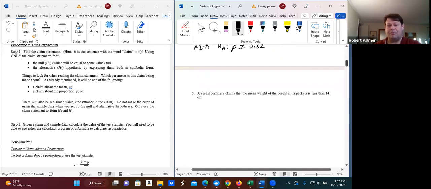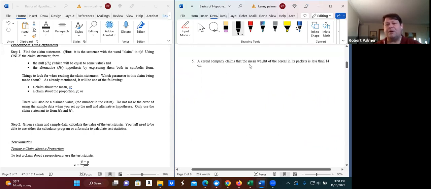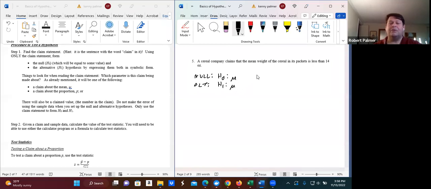Okay, one more example. So you're kind of getting the feel for how to write these hypotheses. A cereal company claims that the mean weight of the cereal in its packets is less than 14 ounces. It's the same idea. So let's write our null and our alternate hypotheses. So the null is called H0, and the alternate is called either H1 or HA. Now, this time it says the word mean, so we're talking about an average. So we'll plug in our mean. Okay, let's do our alternate first. So it says the weight of the cereal packets is less than 14 ounces. So it's going to be less than 14. And then the null then is just going to be equal to 14 to compare it.